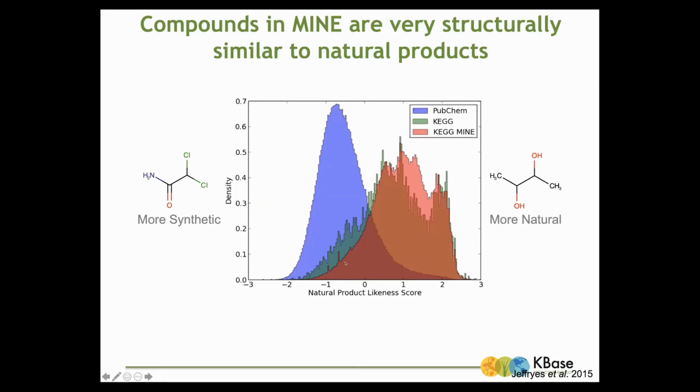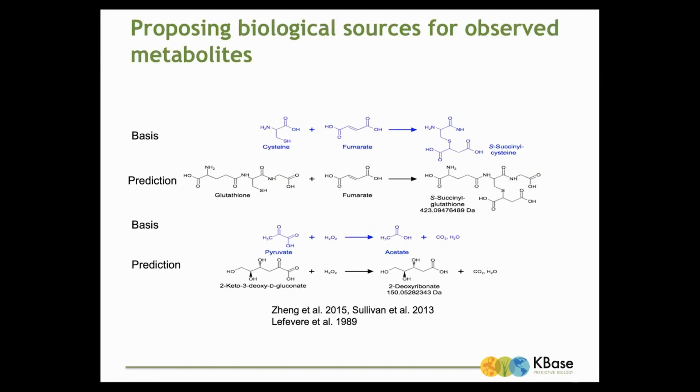And you can see that here. If you look at natural product likeness of the PubChem database, the MINE expansion of KEGG looks a lot more like KEGG than it does PubChem. So that's nice, it's more biological. What does the MINE and cheminformatics let you do with metabolomics data?